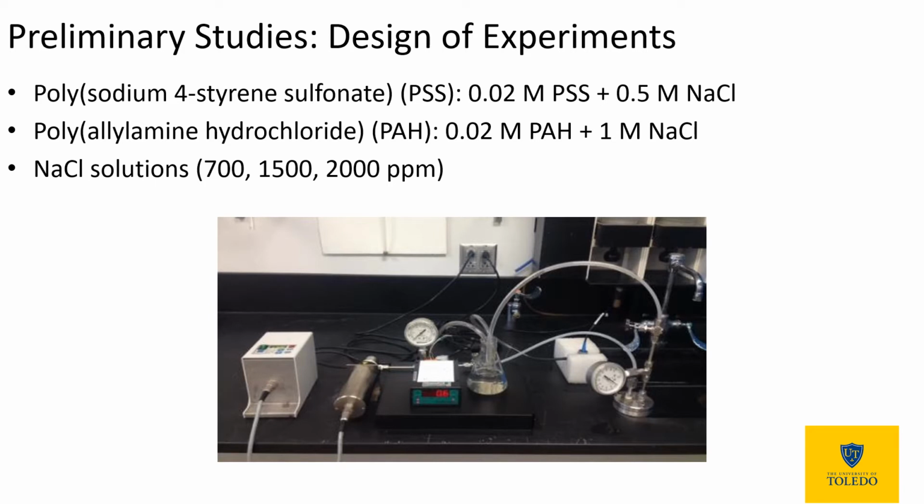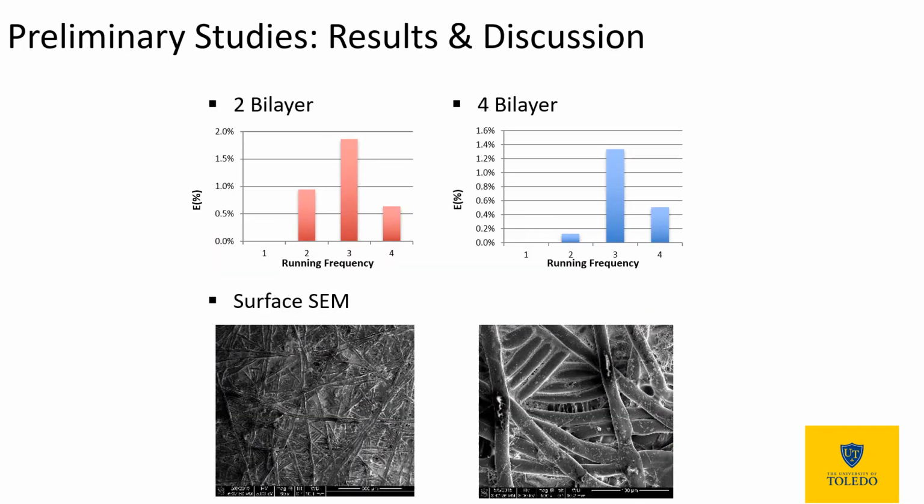What you see here in the picture shows our small cell that we use for doing the testing. These are the preliminary results that we had, and if you look at the top two figures, they show the enrichment that we saw with these two different fiber coatings, with the 2 bilayer and the 4 bilayer. The bilayer is referring to a layer of cation and anion polymer.